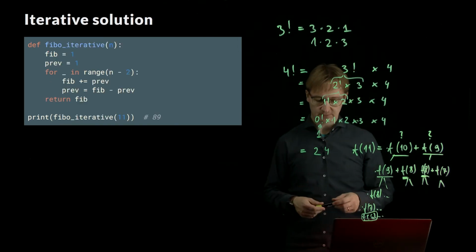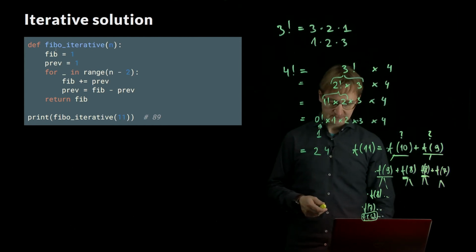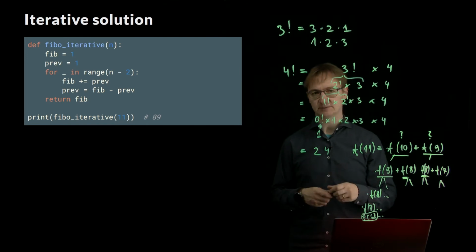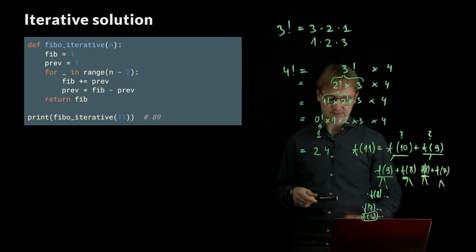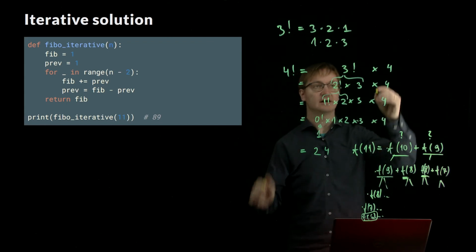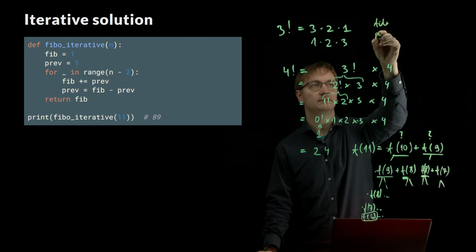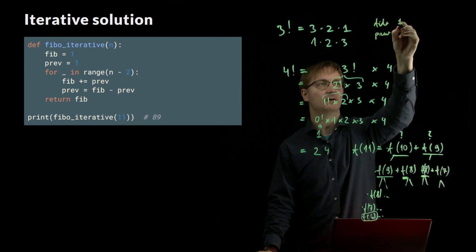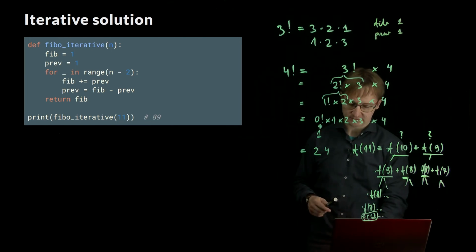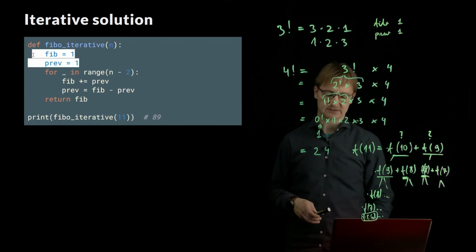So let's look at how the iterative solution would be. Here I have a function Fibiterative, which basically does the same. It calculates Fibonacci elements, but it does it with a for loop. Let's see what it does. I have one variable fib and another prev, like previous. First, both are 1. Now I go over it n minus 2 times, n minus 2 because the first 2 steps are basically done here.